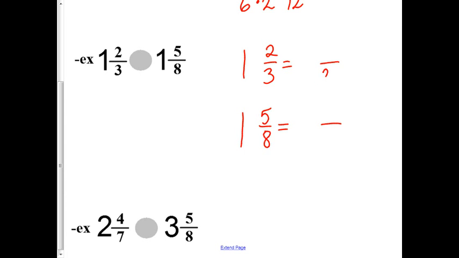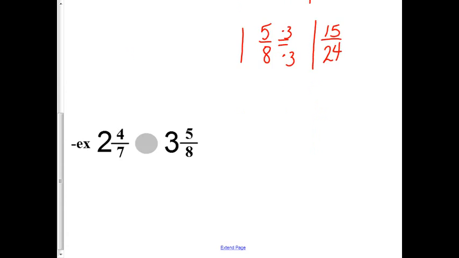So I might find a common denominator of 24, and I'm going to get 16/24 and 15/24, and just copy the 1 over. 1 and 16/24, 1 and 15/24. Since 1 and 16/24 is greater than 1 and 15/24, 1 and 2/3 then is greater than 1 and 5/8. Now my last example here, 2 and 4/7 compared to 3 and 5/8.